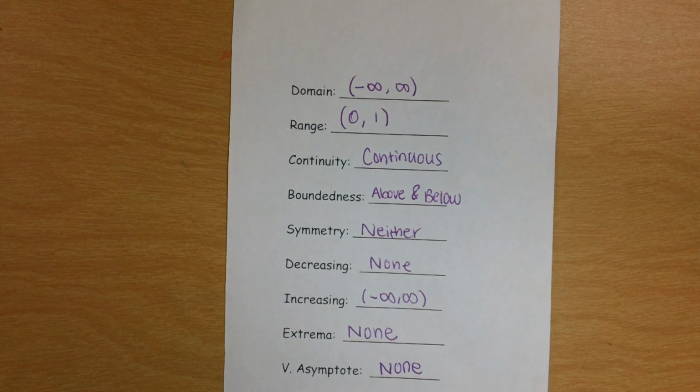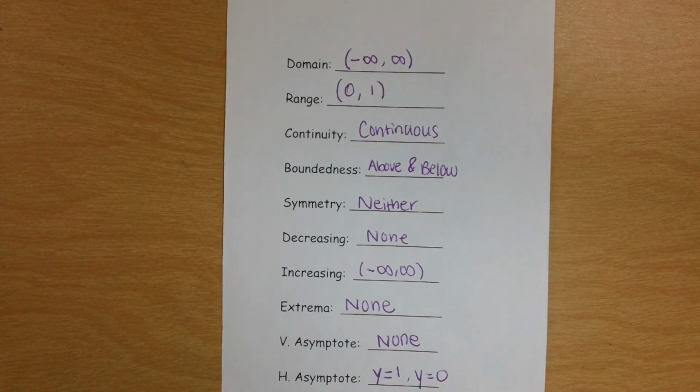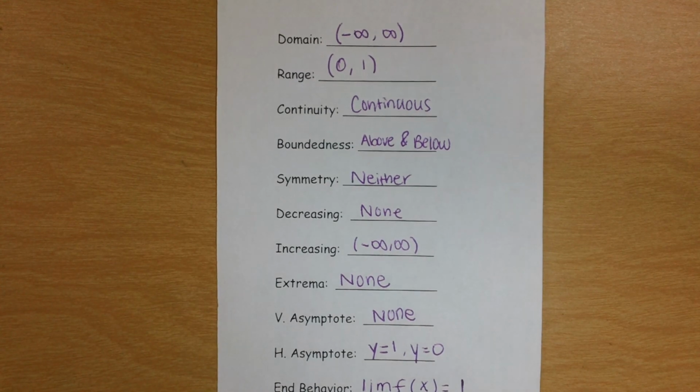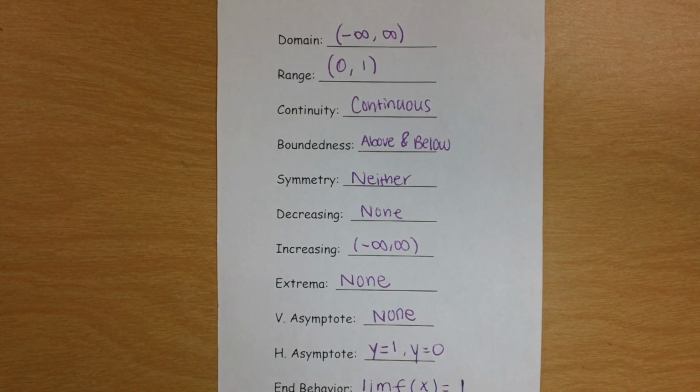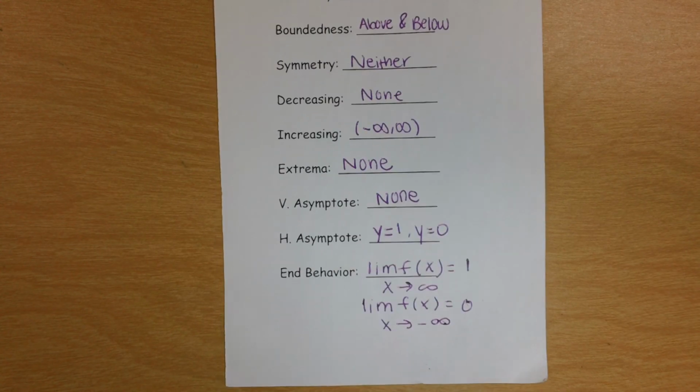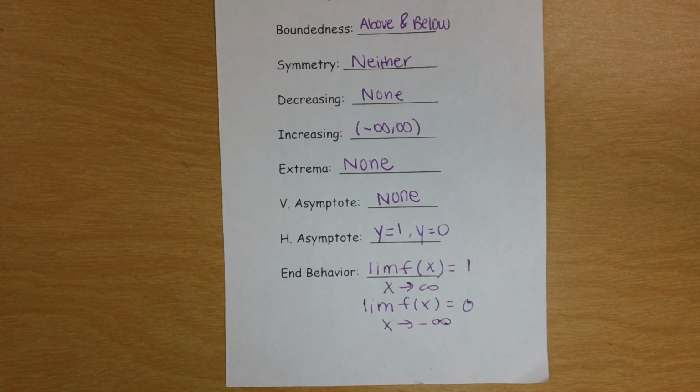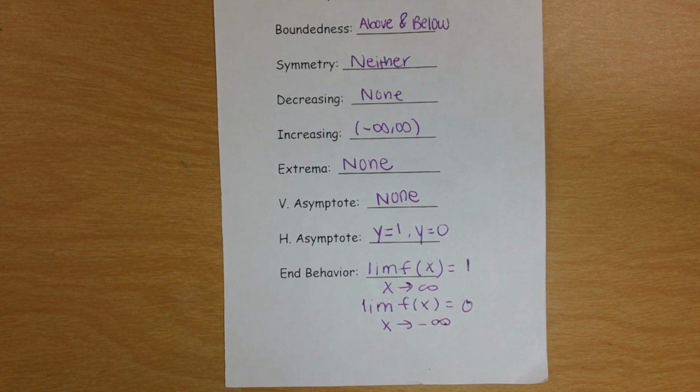The continuity for this function is continuous. The boundedness of this function is bounded above and below. There is no symmetry because when you flip it over either of the axes, it doesn't match up. This graph is never decreasing but always increasing, therefore there is no extrema. There are no vertical asymptotes. There are two horizontal asymptotes at y equals 1 and y equals 0, as you can see on the graph. The limit of f of x as x approaches infinity is 1. The limit of f of x as x approaches negative infinity is 0.